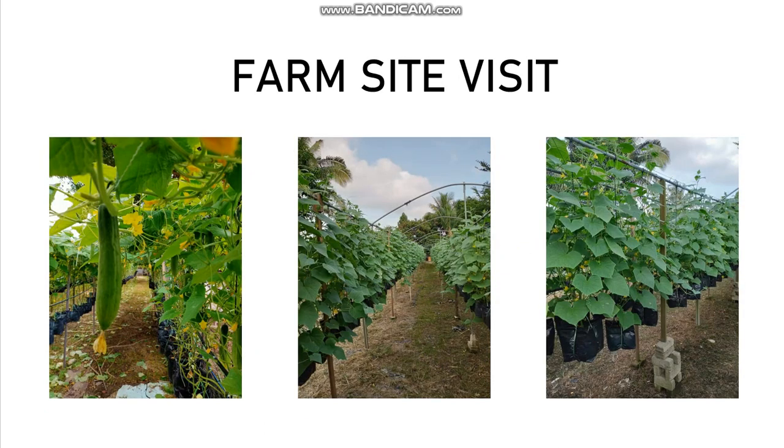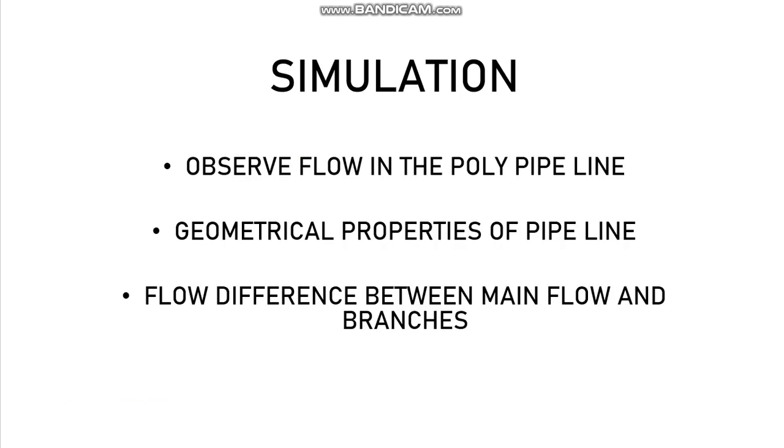This is an example of a farm that I visited during this semester. This farm plants cucumber, and the fertigation system is used to cater to 1000 polybags of cucumber plants. The simulation is to observe the flow in the poly pipeline, and we also want to see the geometrical properties of the pipeline and how they influence the water flow, and to see the differences between main flow and branches.